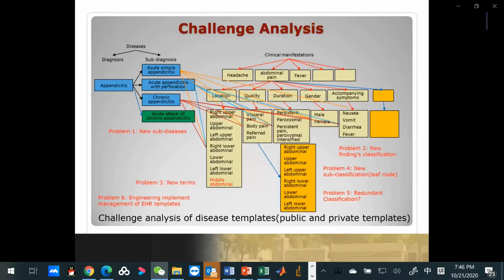This slide shows the challenges of inheritable templates. We need to keep compatibility between the new and the old knowledge in order to keep the data consistent. We can imitate the way that human beings learn new knowledge, depending on the old knowledge and keeping them compatible with each other.